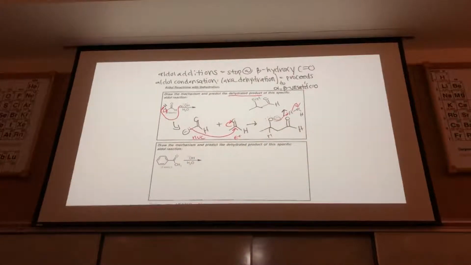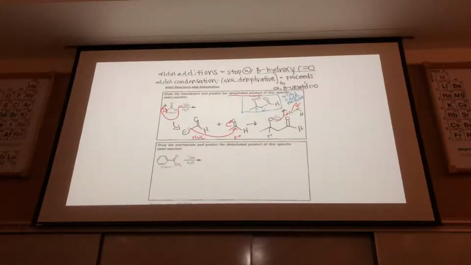Okay, so there's our alpha, beta, let's see, where's my beta carbon? Alpha, beta, so there's my beta hydroxy carbonyl. So beta to the carbonyl is a hydroxy group. This is the aldol addition product. But it's not done, it says to do the dehydrated product.